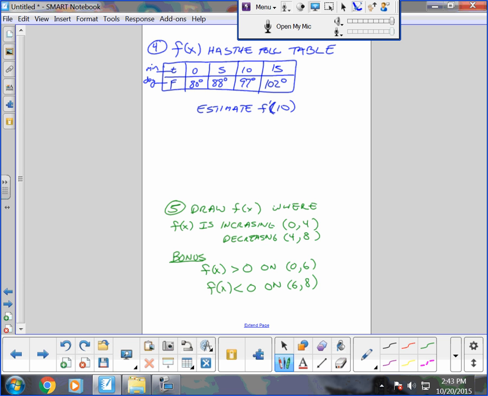So maybe I threw a big hunk of meatloaf in my oven. All right, and maybe I turned the oven to only 200 degrees. All right, and over 15 minutes it goes up from 80 to 102. And I said, hey, what is the tangent line at 10?